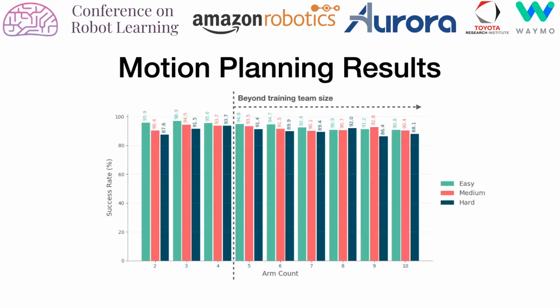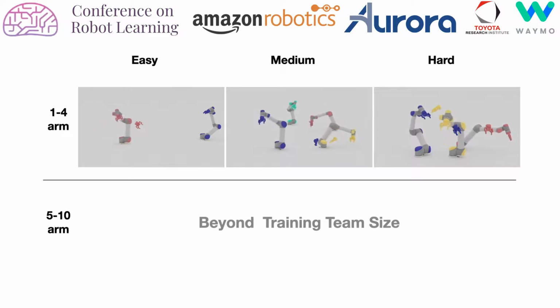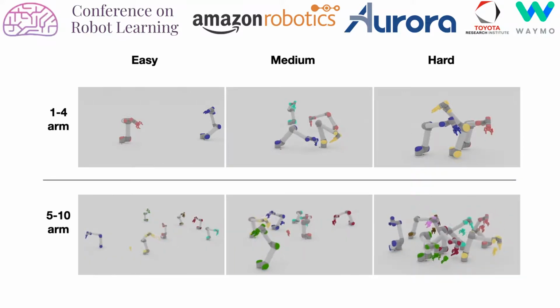Our final policy is able to maintain high performance for easy, medium, and hard tasks as the number of arms scales, where different difficulty levels measure how tight the workspace is. Now, we show some results at these difficulty levels. Despite being trained on only 1 to 4 arm tasks, our policy is able to perform well on 5 to 10 arm tasks.